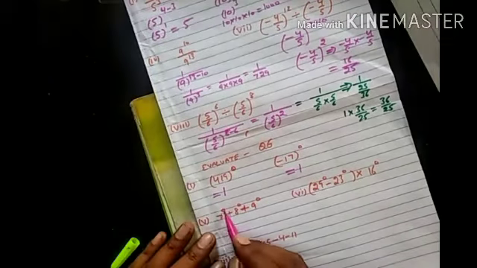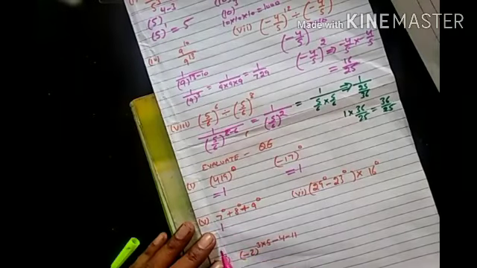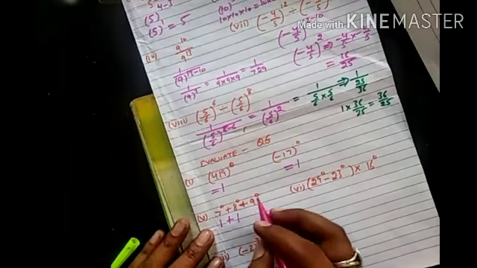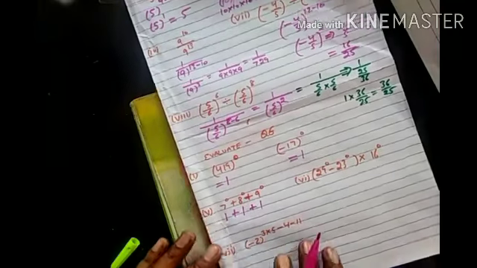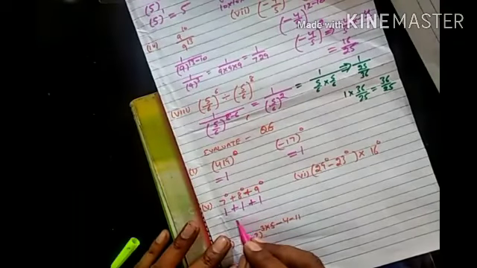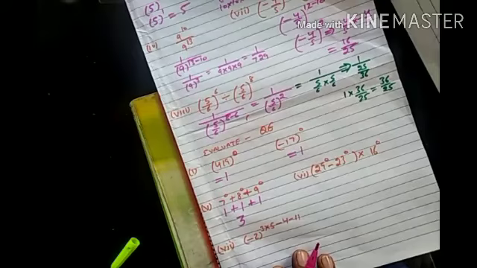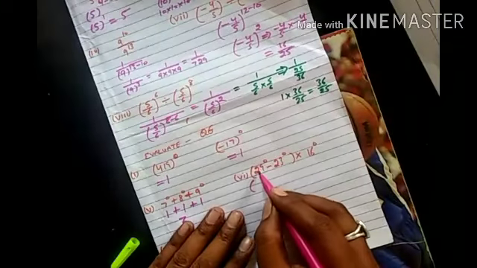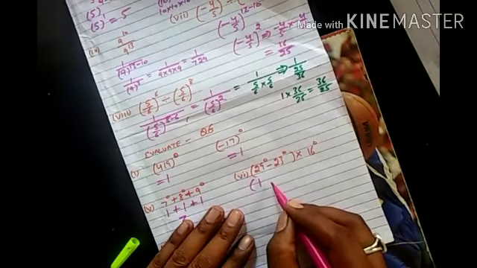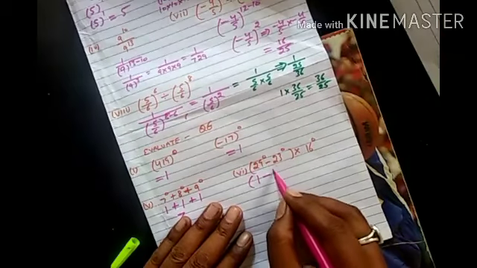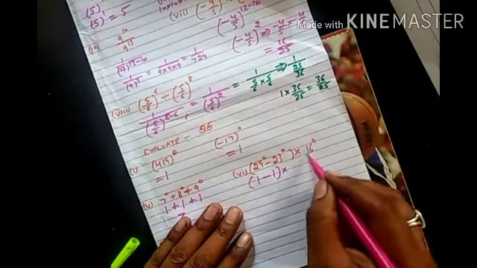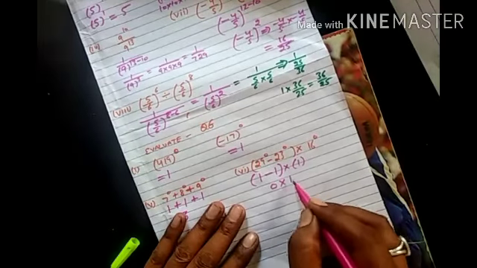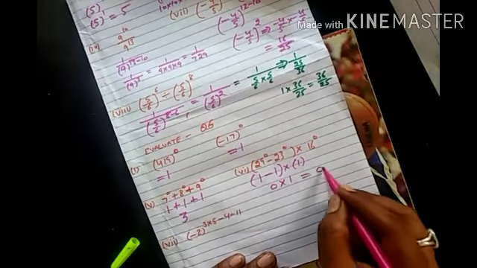Now, here 7 to the 0, it means its answer is 1. 8 to the 0, it means its answer is 1. And 9 to the 0, it means its answer is 1. Now, 1 plus 1 plus 1, that is 3. Clear? Now, in this part, you will see 29 to the 0, that means 1. 23 to the 0, that means 1. 16 to the 0, that means 1. Now, 1 minus 1, that is 0. And multiply with 1. 0 multiplied by 1 is 0. Clear?